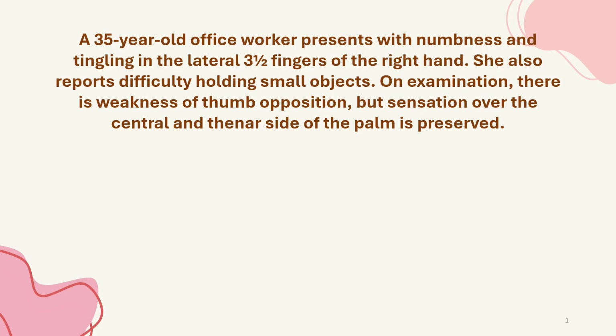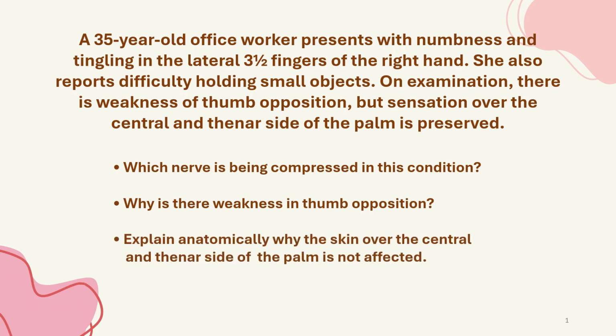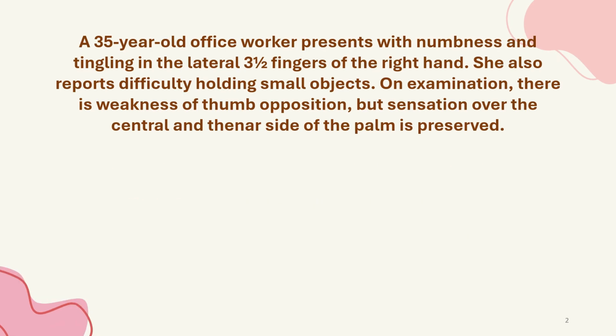On examination, there is weakness of thumb opposition, but sensation over the central and thinner side of the palm is preserved. The questions are: which nerve is being compressed in this condition? Second question is, why is there weakness in thumb opposition? And third one is, explain anatomically why the skin over the central and thinner side of the palm is not affected. So first we will find out the clues and then try to solve this question.